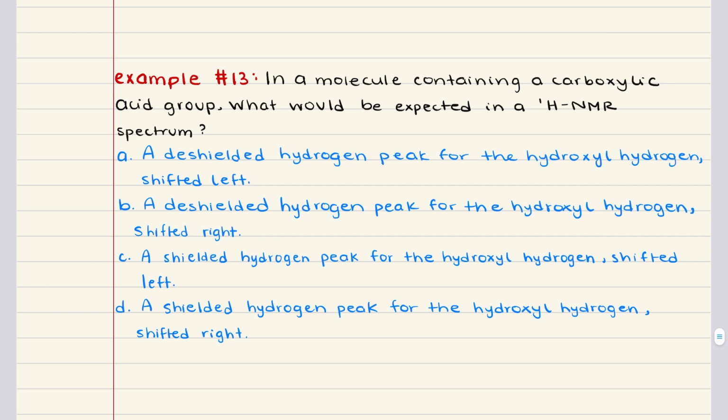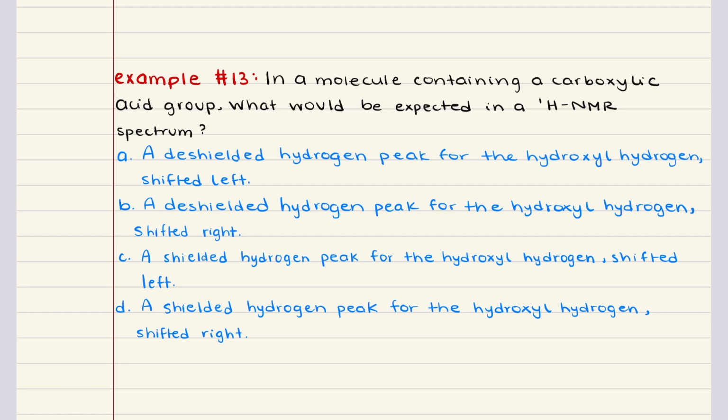And problem 13 says, in a molecule containing a carboxylic acid group, what would be expected in a proton NMR spectrum? A says a deshielded hydrogen peak for the hydroxyl hydrogen shifted left. B says a deshielded hydrogen peak for the hydroxyl hydrogen shifted right. C says a shielded hydrogen peak for the hydroxyl hydrogen shifted left. And D says a shielded hydrogen peak for the hydroxyl hydrogen shifted right.